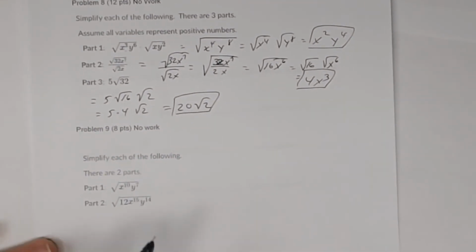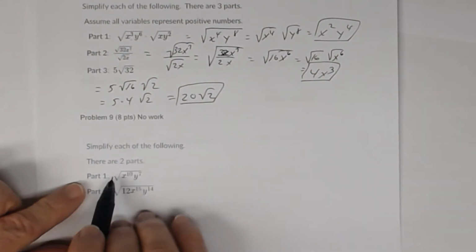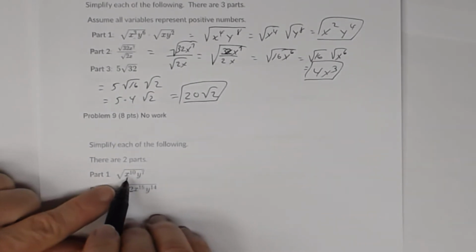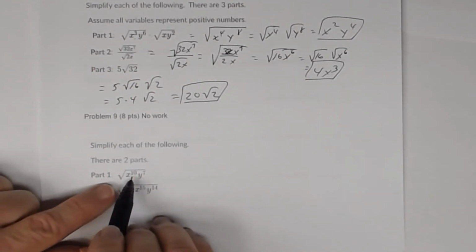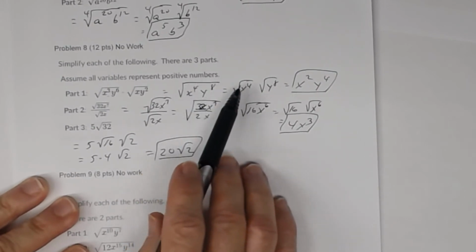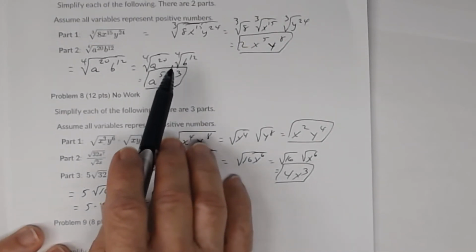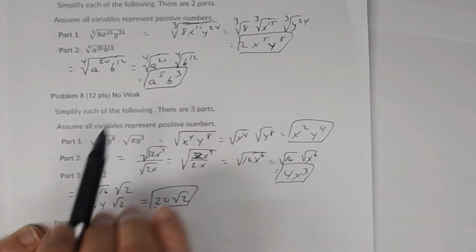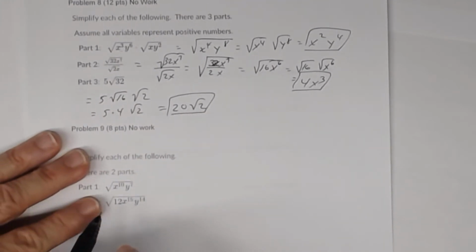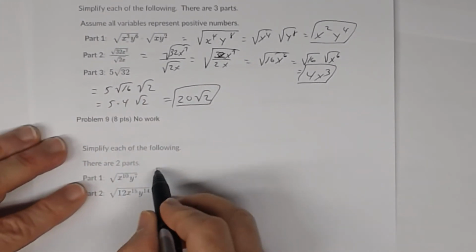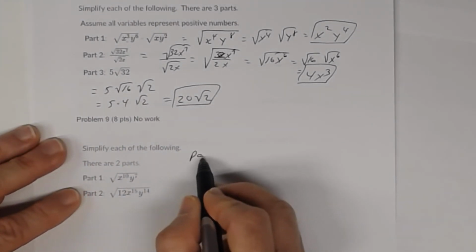All right. Okay, in number 9, you want to simplify these square roots. But notice when we did these, they were easy problems because the exponent was divisible by the index. Same thing here, 20 divided by 4, 12 is divisible by 4. Here, though, that's not always going to be the case, so you've got to remember what we talked about. So let's get to part 1 first.